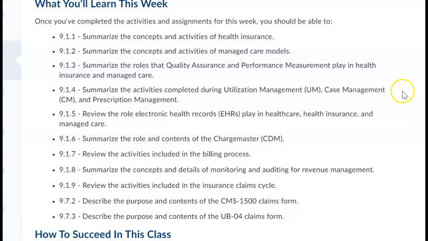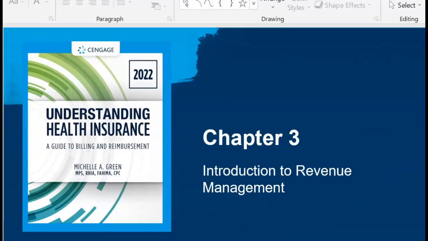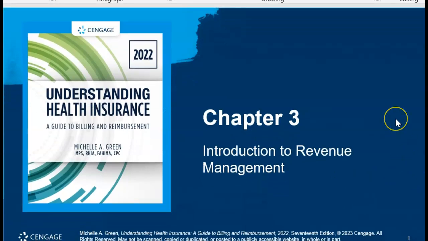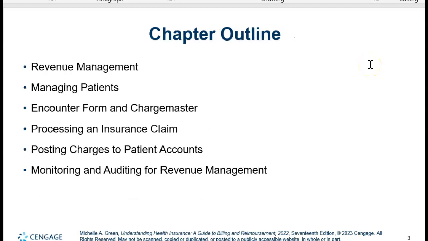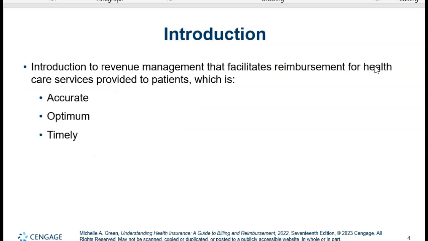So let's go right to our PowerPoint this week, just chapter 3, revenue management. These are chapter objectives. Keep in mind that I will try to touch base on each, but I'm not going to spend tons of time on each slide. I just want to hit the high points. So we're going to learn about revenue management, managing patients, the charge master, insurance claim, patient accounts, and how we audit for revenue management.